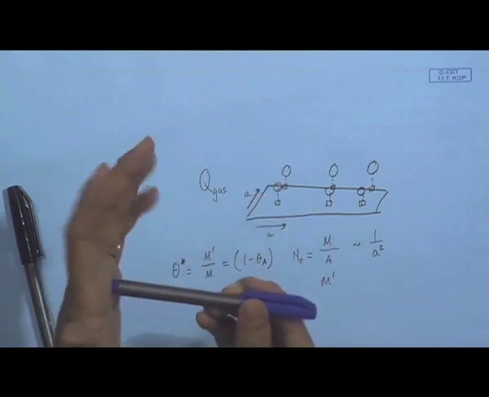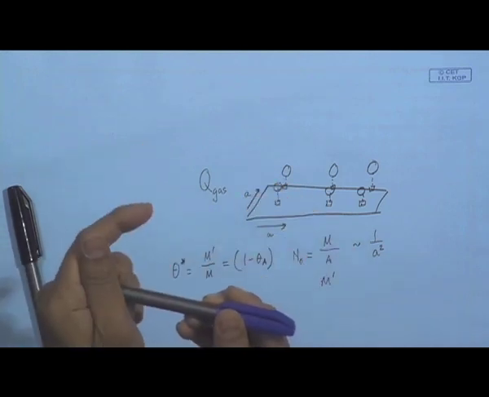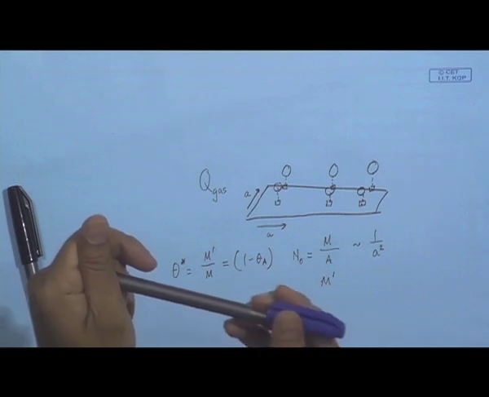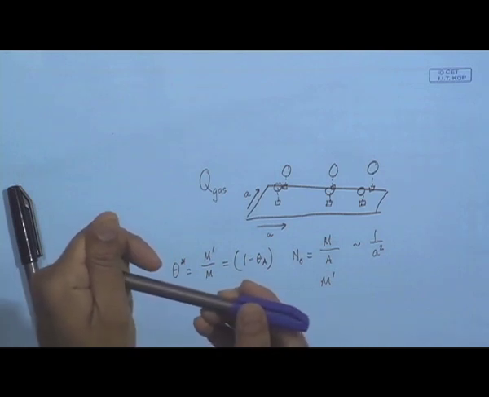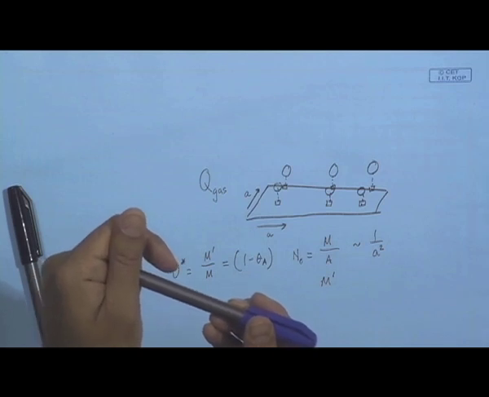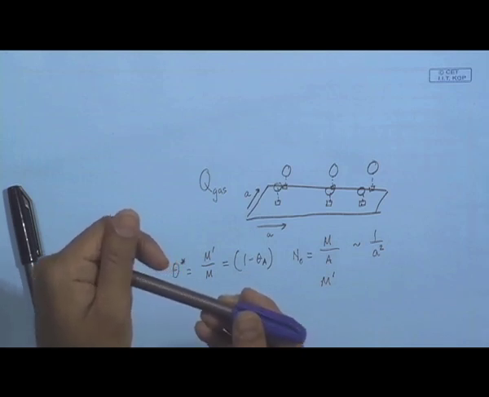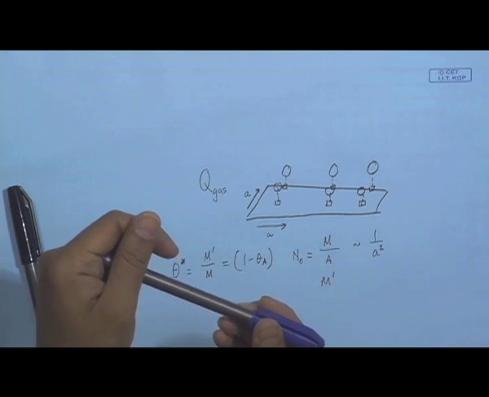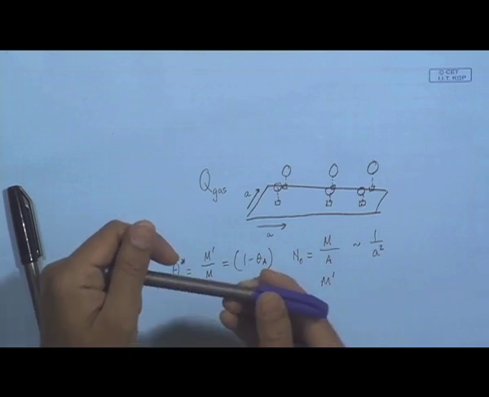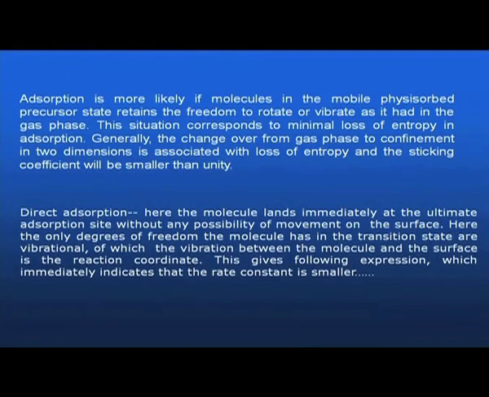It has the option only this way. Suppose this is your adsorbed one. On the surface, it will do this motion, like this. This is your vibration. This gives the expression which immediately indicates that the rate constant is smaller.